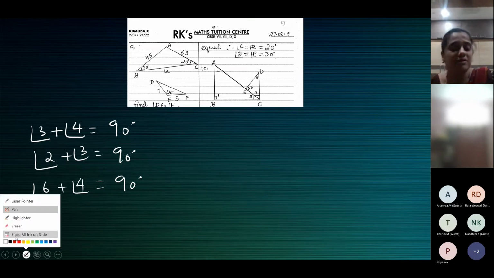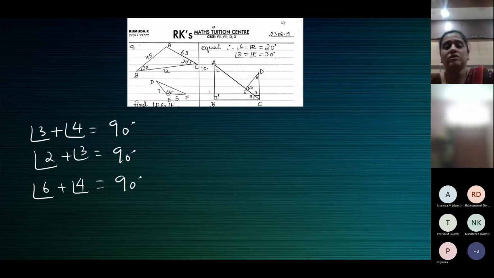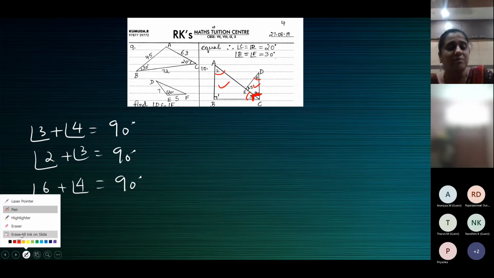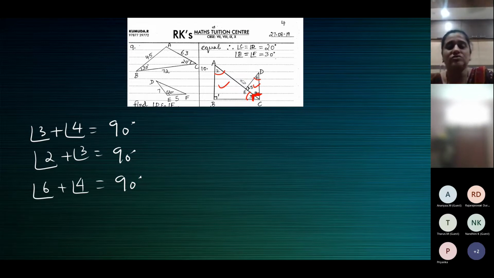Now, I put it this way. 2 plus 3 is 90 is in this triangle. 6 plus 4 is 90 is in this triangle. But 3 plus 4 is 90 is of both the triangles. 3 is in one triangle, 4 is in the other triangle. So use that for comparing.